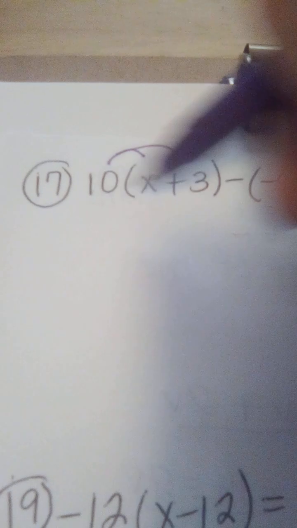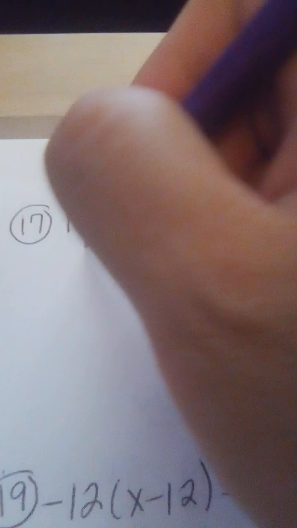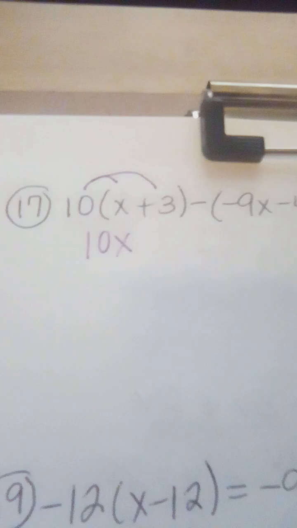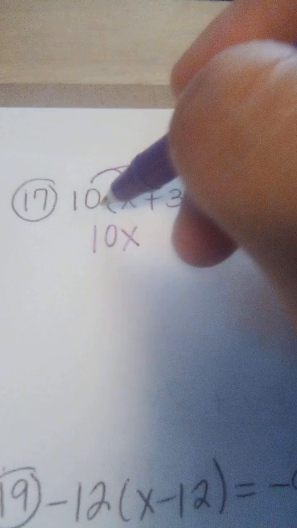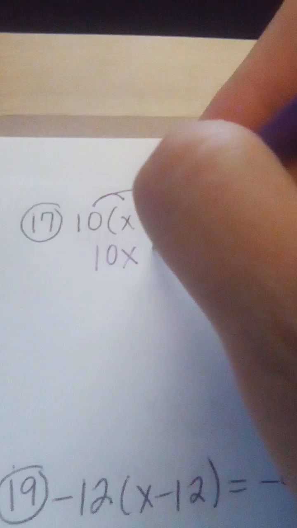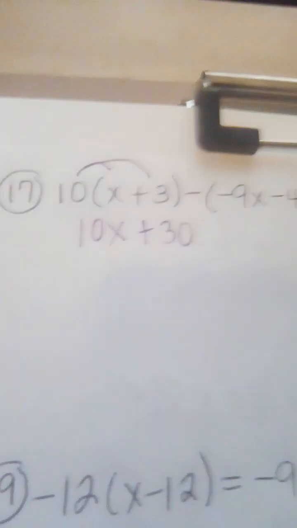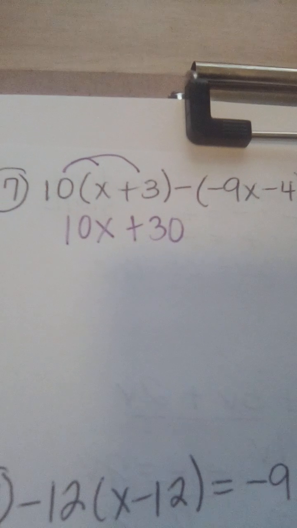What's 10 times x? That gives us 10x. Don't forget the variable. We have 10 times 3, that gives us a positive 30. So far, so good, folks.